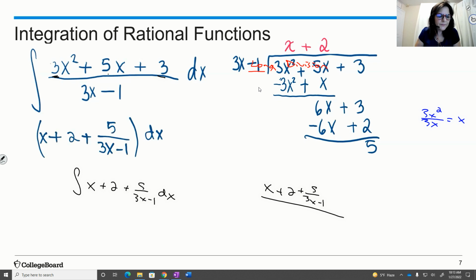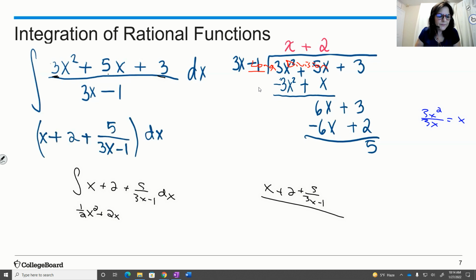Because we can take the integral of just x, right? Add 1 and divide, that becomes 1/2 x squared. This becomes a plus 2x. Now that third one, it's a bit tricky. Do you know what this integral is? This is natural log, yeah.